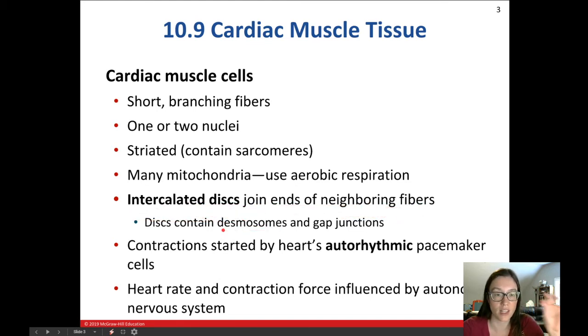It has something called intercalated discs, which join the ends of neighboring fibers. These contain both desmosomes and gap junctions. The desmosomes snap the cells together so that they don't come apart, and the gap junctions actually allow intracellular fluid to be shared between the different cells.